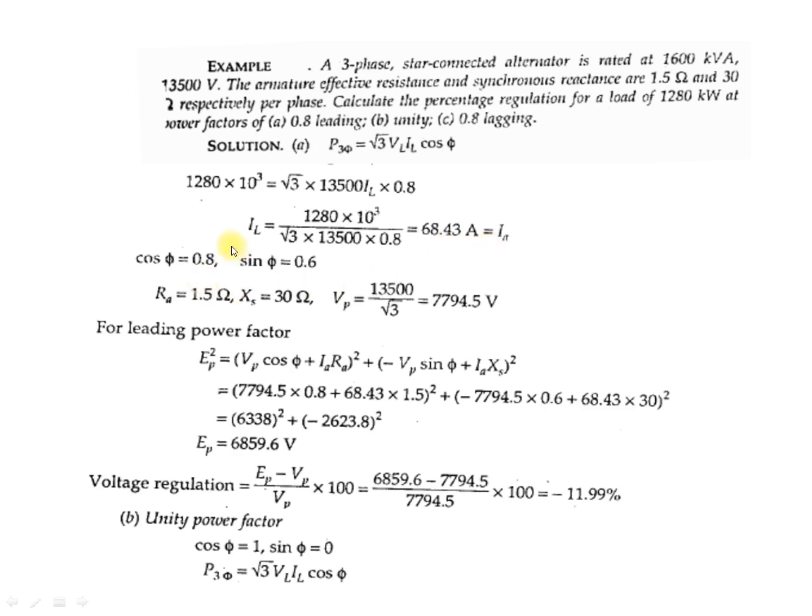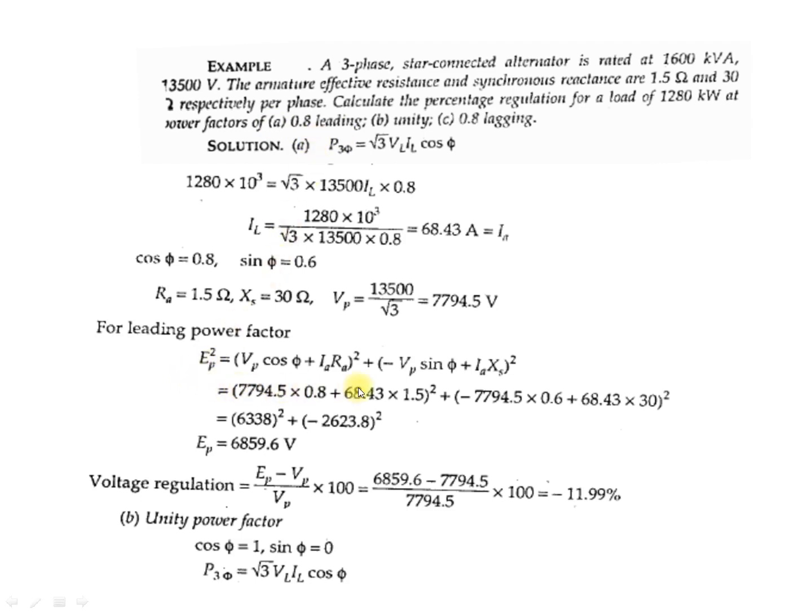If you calculate the value, IL will be 68.43 amps. Since cos phi is 0.8, if you take the inverse cos we get the phi value, and from that the sin phi value is 0.6. The Ra value is given as 1.5 ohm and Xs is 30 ohm. The phase voltage Vp is 13,500 divided by root 3, which is equivalent to 7794.5 volts.